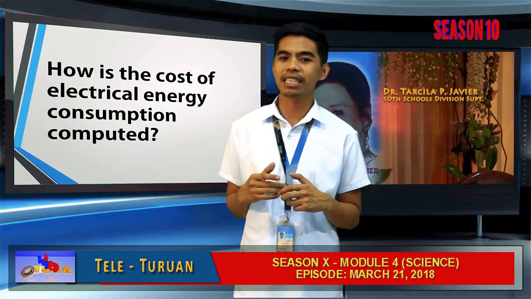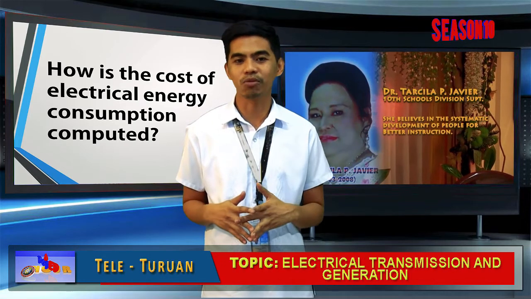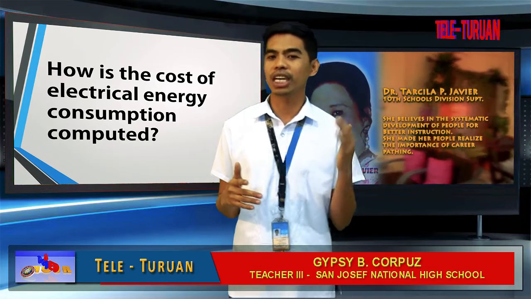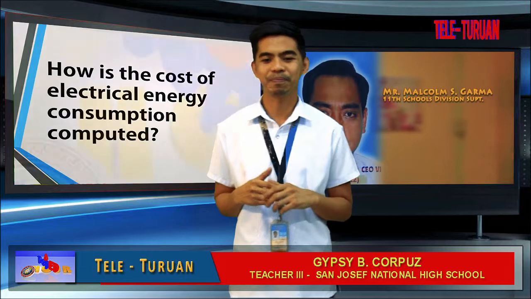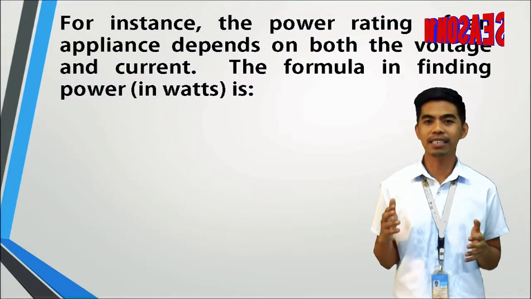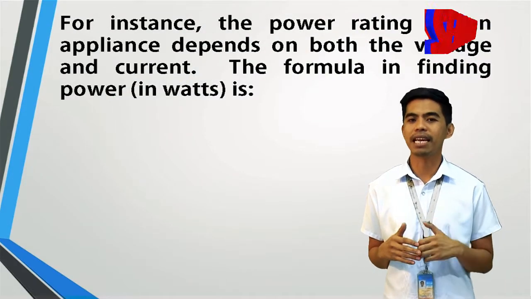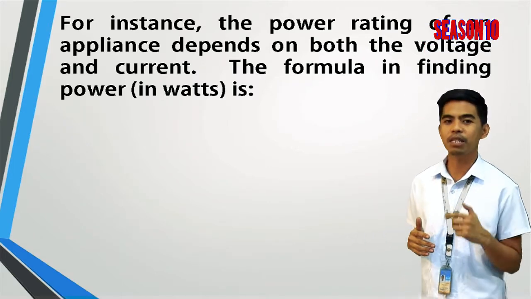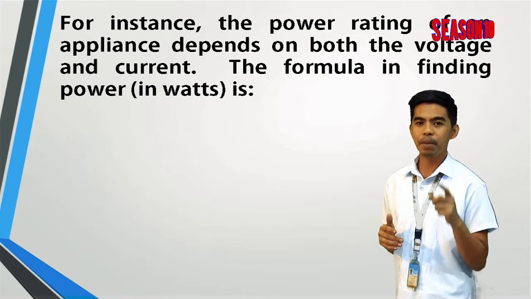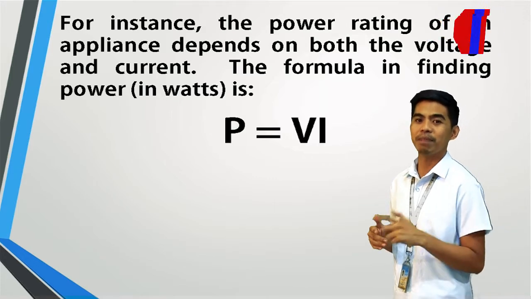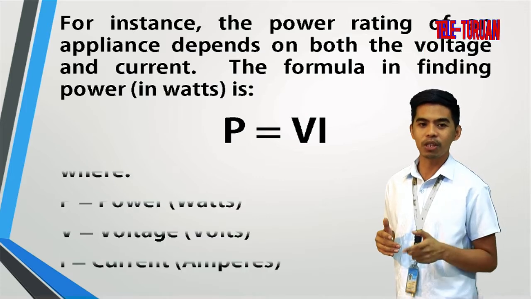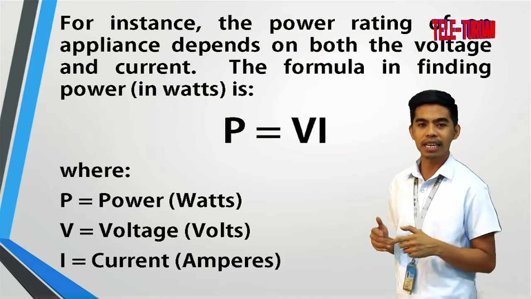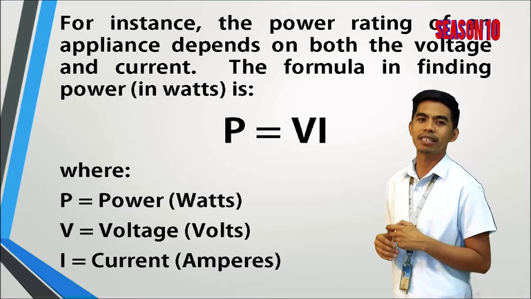You learned in grade 8 the 3 electrical basic quantities, which are current, voltage, and resistance. Multiplying the voltage and current is equal to power. For instance, the power rating of an appliance depends on both the voltage and current. The formula in finding power in watts is P = V × I, where P is power in watts, V is voltage expressed in volts, and I is current in amperes.